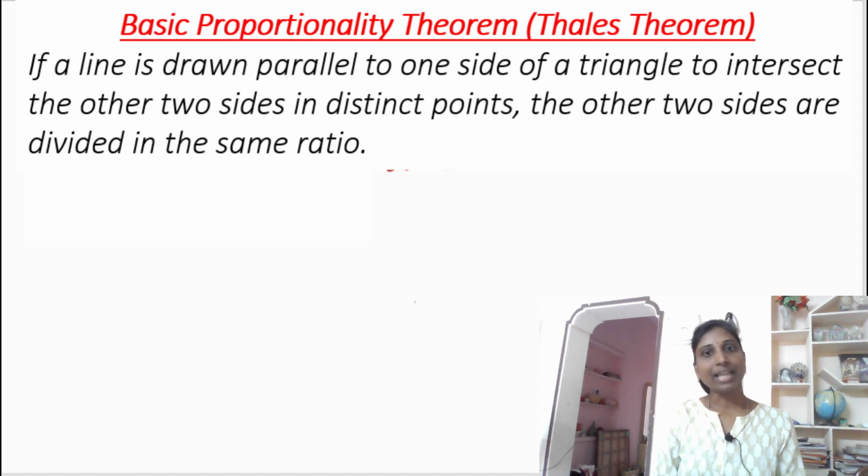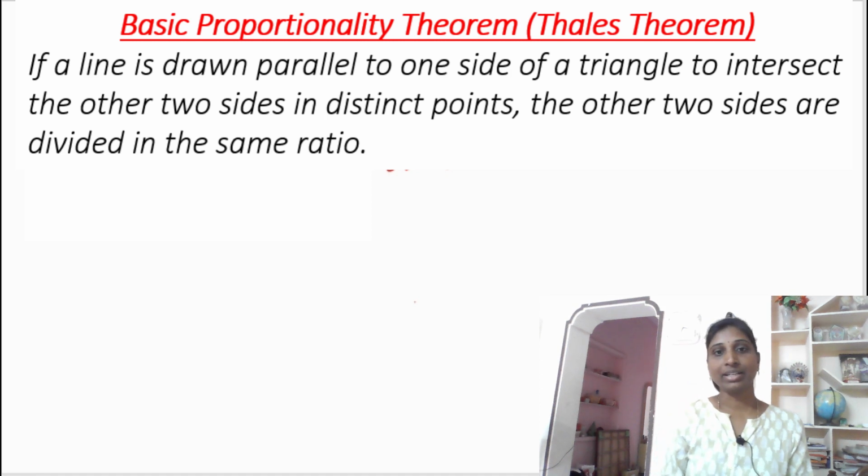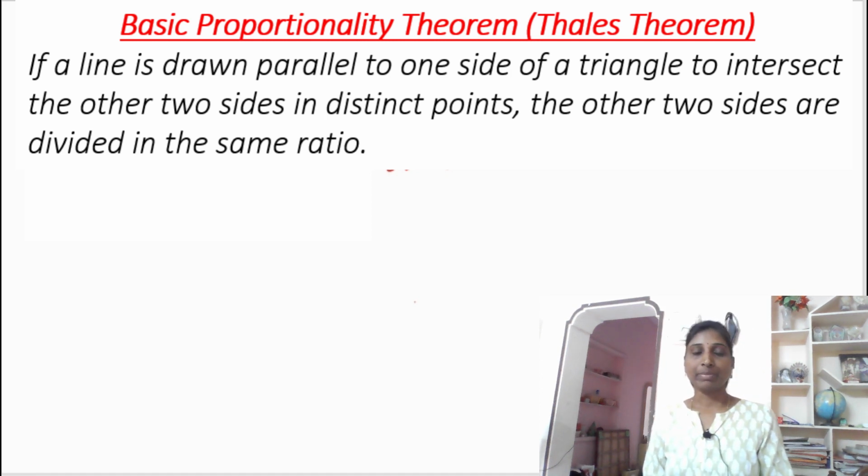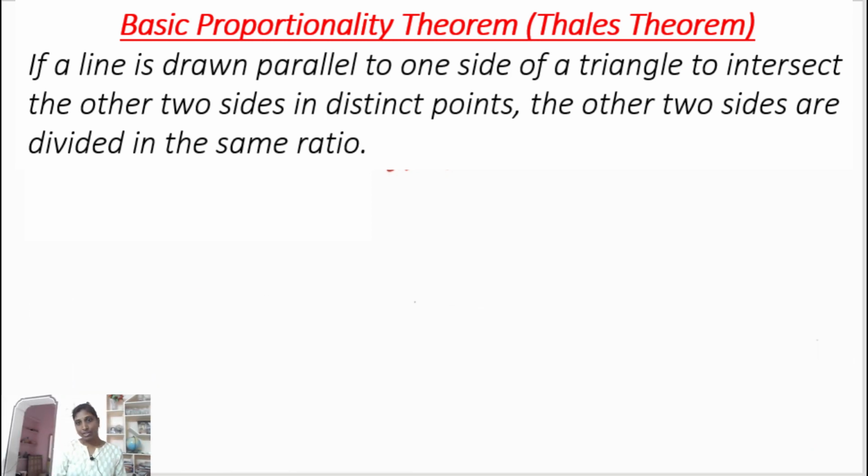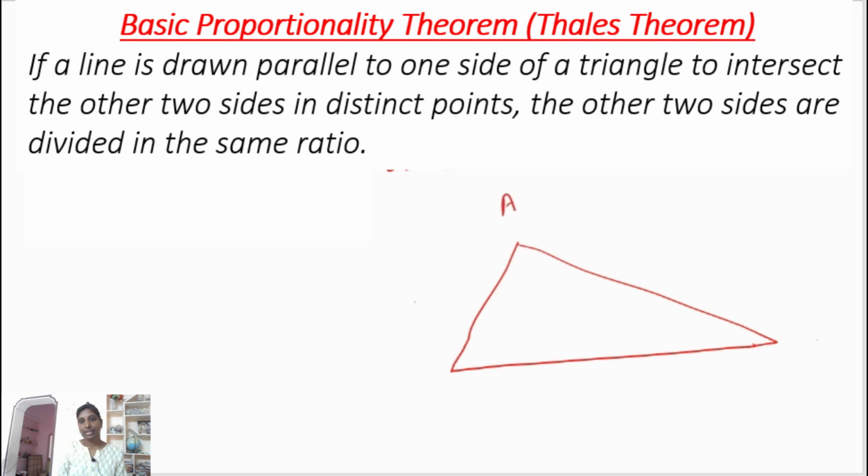If a line is drawn parallel to one side of a triangle to intersect the other two sides in distinct points, the other two sides are divided in the same ratio. It means if a line is drawn parallel to one side of a triangle, we need a triangle. First, we will draw a triangle. Let us name it A, B, C.